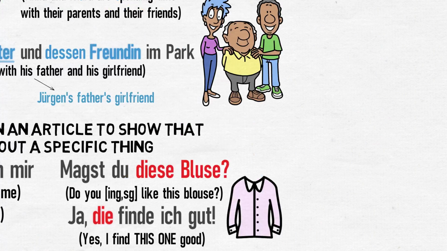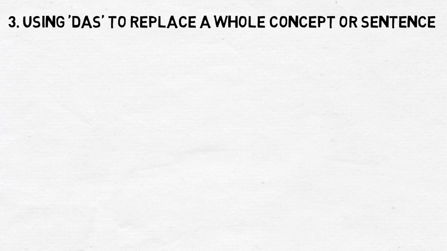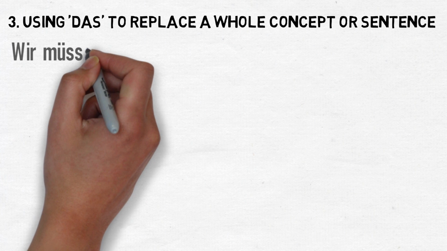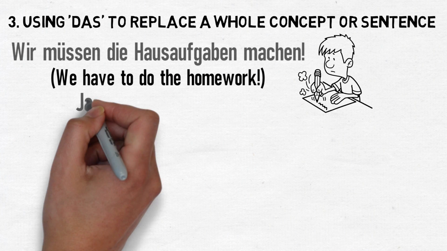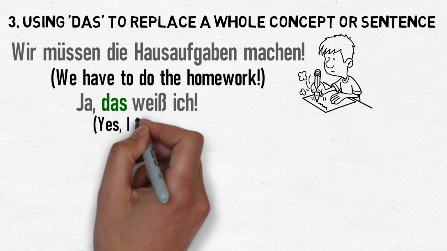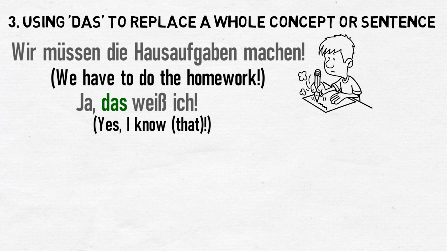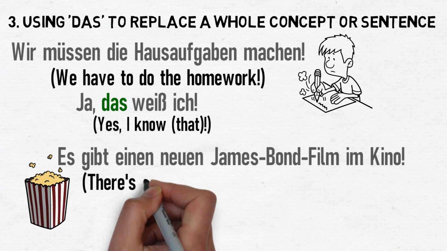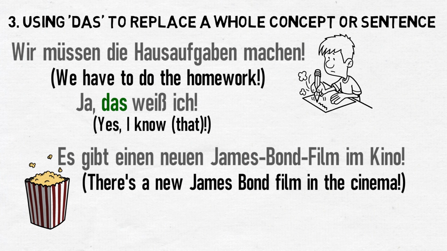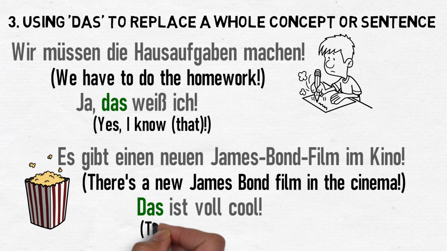As is also probably quite clear, you can use the word das to replace a full sentence of information. For example, Wir müssen die Hausaufgaben machen. We have to do the homework. Ja, das weiß ich. Yes, I know, or yes, I know that. Es gibt einen neuen James Bond Film im Kino. There's a new James Bond film in the cinema. Das ist voll cool. That's really cool, as in, the fact that there is a new James Bond film in the cinema is cool.